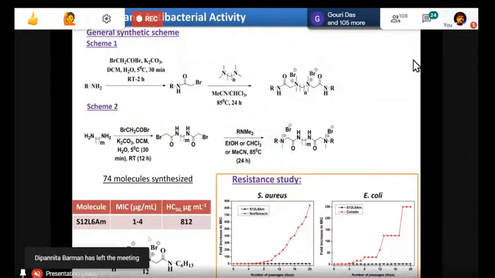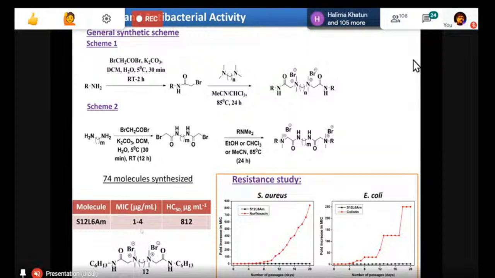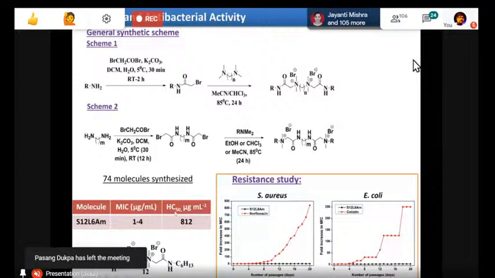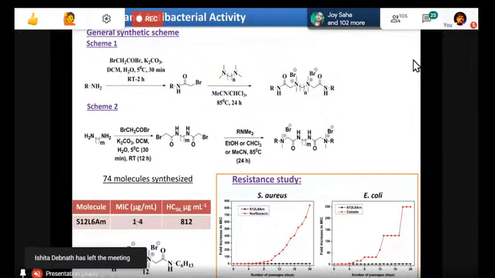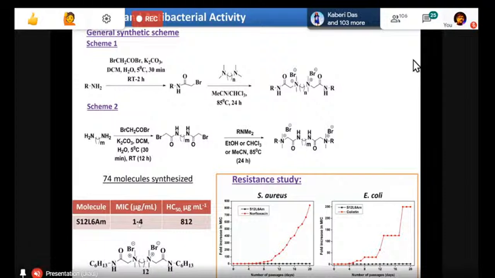And one of the molecules was in fact found to be active against all these microorganisms, with very minimal toxicity against mammalian cells. So this is the HC50 value, which is called hemolytic concentration. Sorry, this is a hemolytic concentration. So basically, it is the concentration of our compound at which 50% of RBCs are lysed. This is very high as compared to the MIC, the minimum inhibitory concentration of our compound.